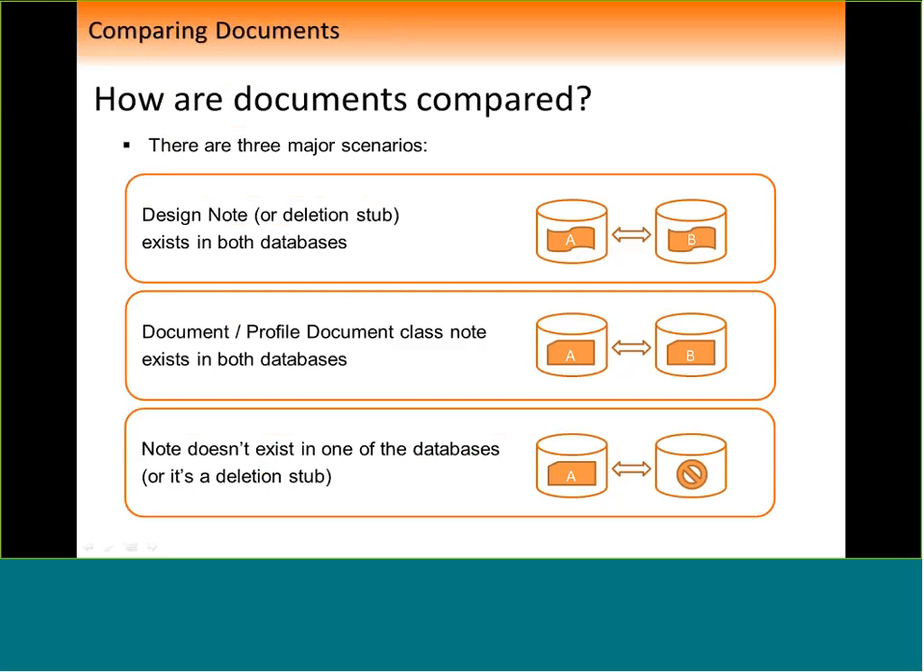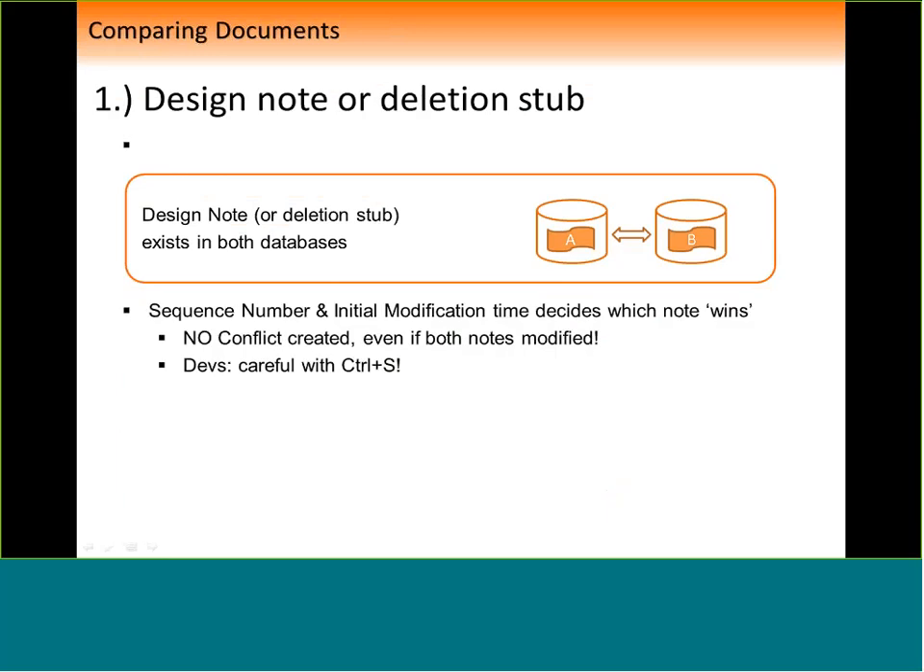We're going to look at when we've got two design notes or deletion stubs that both exist in both replicas and are being compared. So what is it that is taken into consideration there? And there's a couple of interesting things about that. Then we're going to move on to the next scenario where we're talking about documents or profile documents that are being compared. And we're going to wrap it up with the scenario where the note, whether that's a document or design or anything in a notes database, exists in one of the replicas but does not exist in the other replica, or is a deletion stub in the other replica. So what happens then? So let's get started with when we are talking about design notes or deletion stubs that exist in both the replicas.